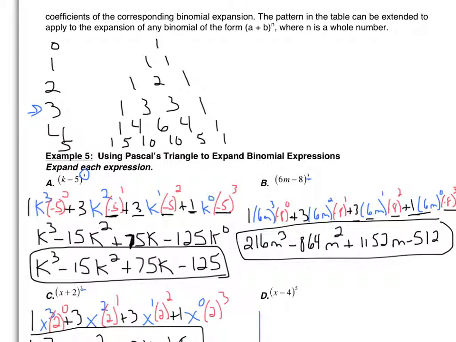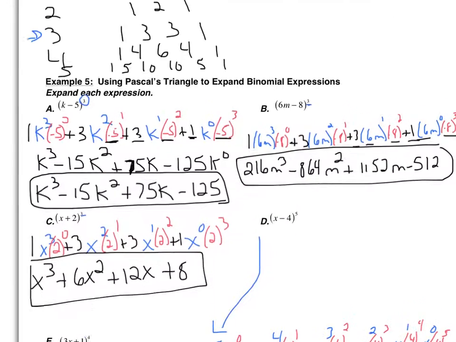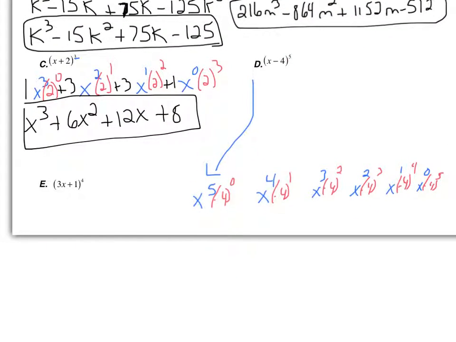And then we're going to put in Pascal, so let's go back up here for a second. So we're in the fifth row, so we have 1, 5, 10, 10, 5, 1. So let's go back down here, and let's insert 1, 5, 10, 10, 5, 1. And then simplify.